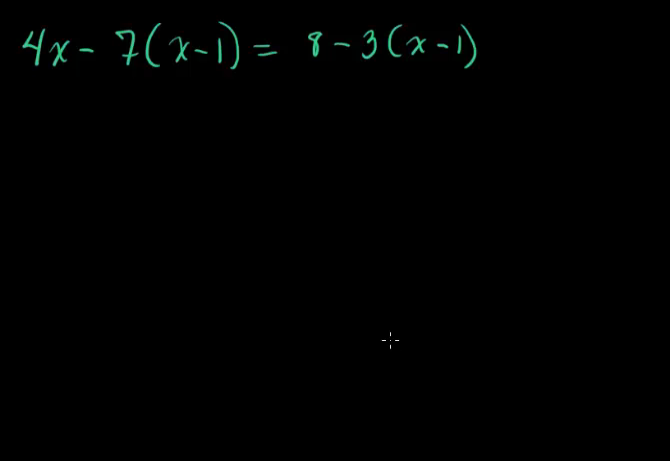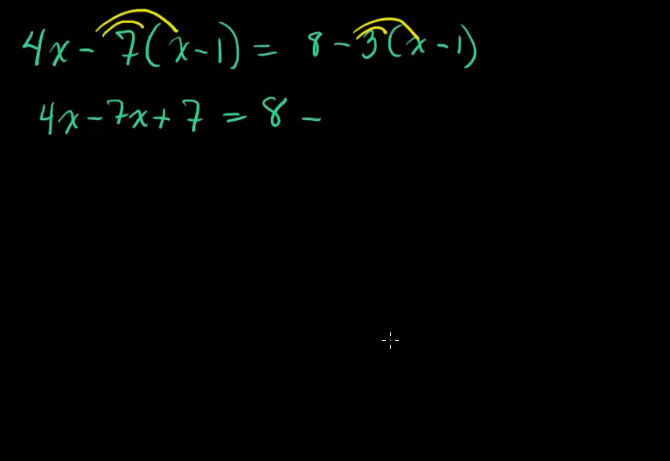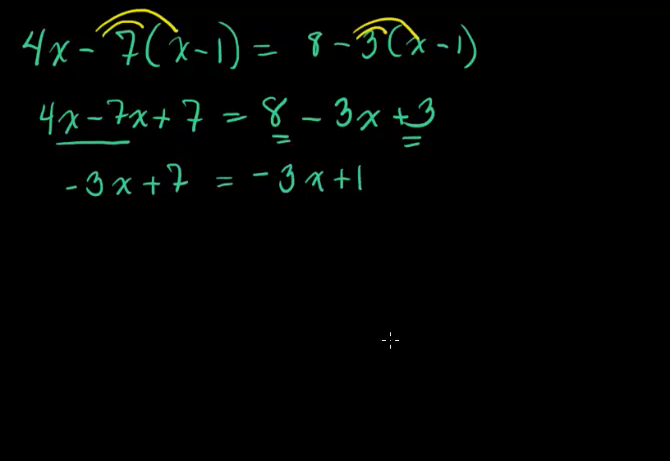So what we have here, we're going to start off with our distributive property. When we do that, we get 4x minus 7x plus 7, and we get 8 minus 3x, and then minus 3 times negative 1 is going to be plus 3. So we're going to combine these like terms. 4x minus 7x is negative 3x plus 7. 8 plus 3 is 11, so we have negative 3x plus 11.